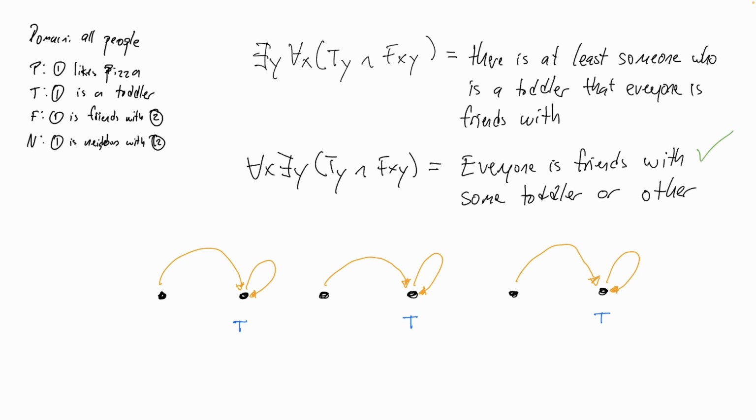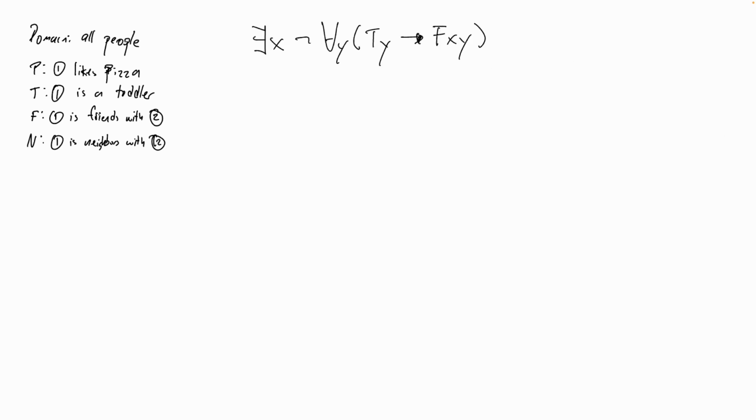But there's no toddler that everyone is friends with. For each toddler, there are only 2 people out of a possible 6 that are friends with them. So the formula, there exists a y such that for all x, ty and fxy is false in that scenario. Next, let's do there is an x such that it's not the case that for all y, if ty, then fxy.